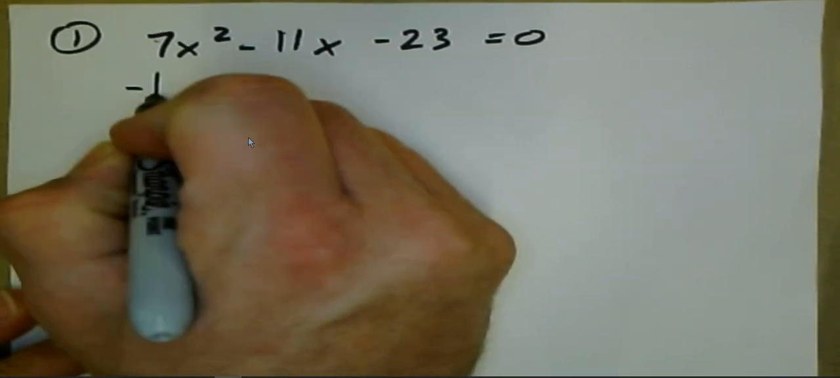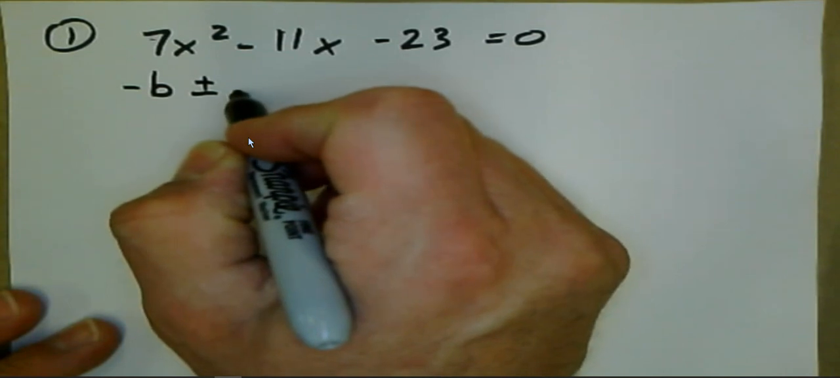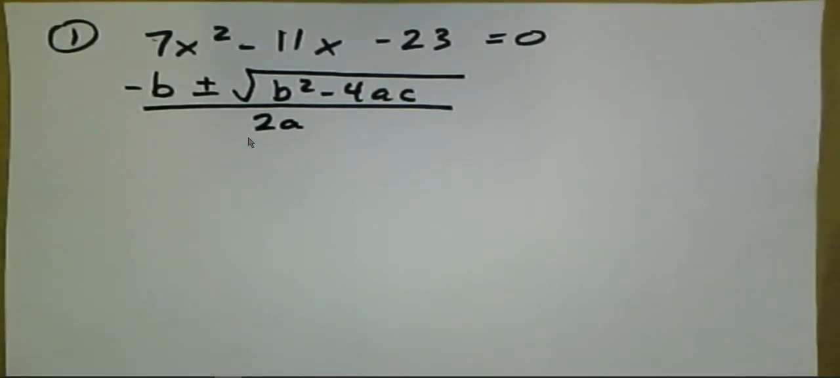So the quadratic formula, just in case you forgot, is the opposite of b, or negative b, plus or minus the square root of b squared minus 4 times a times c, all divided by 2 times the value of a. That is the quadratic formula.